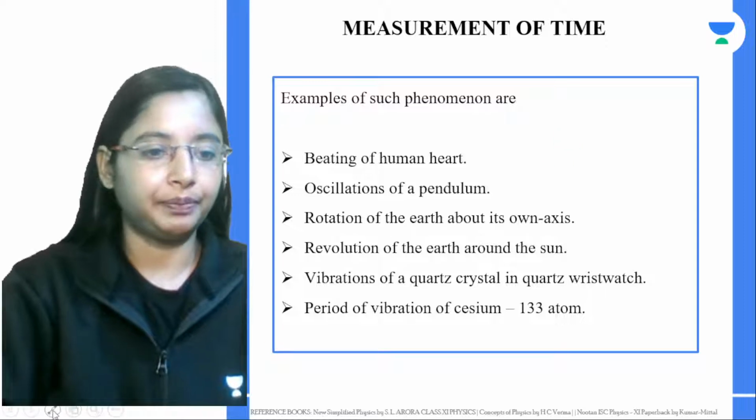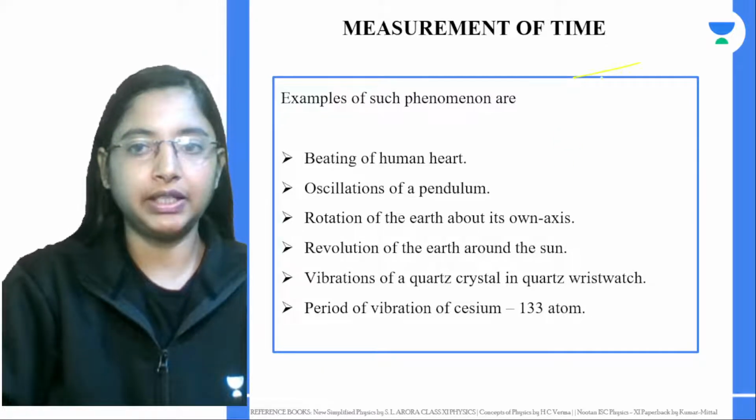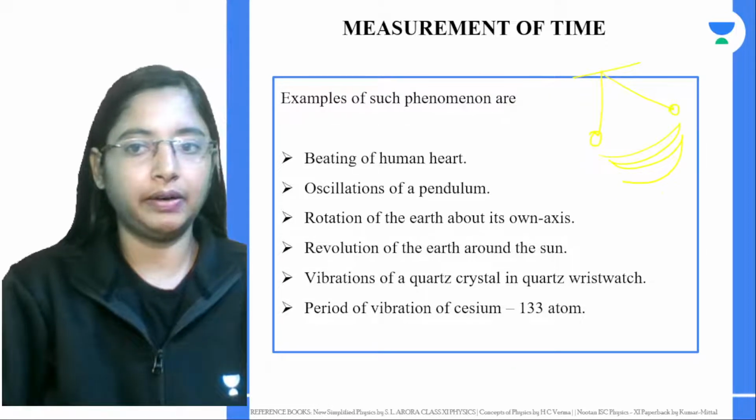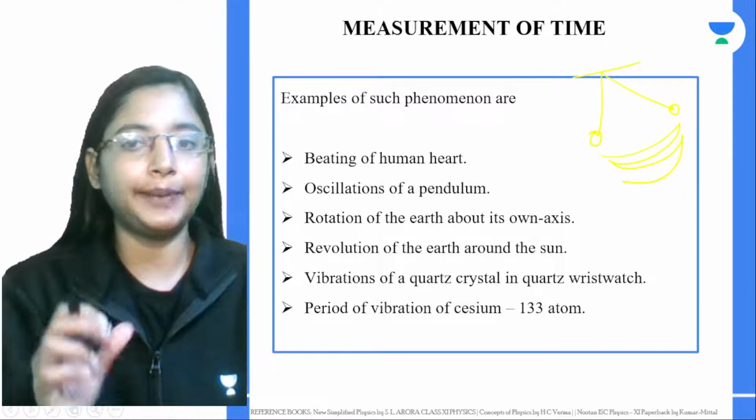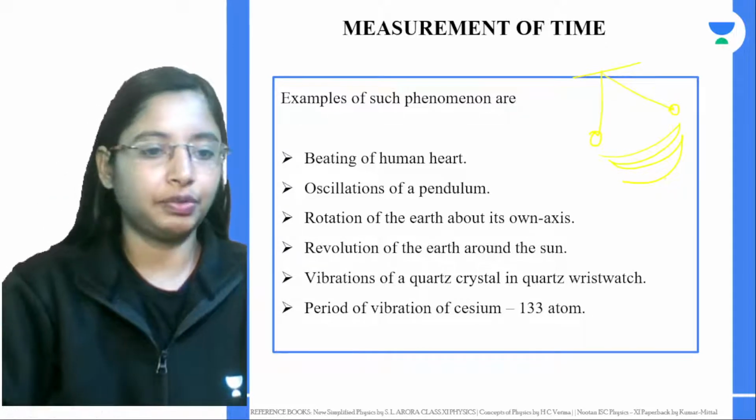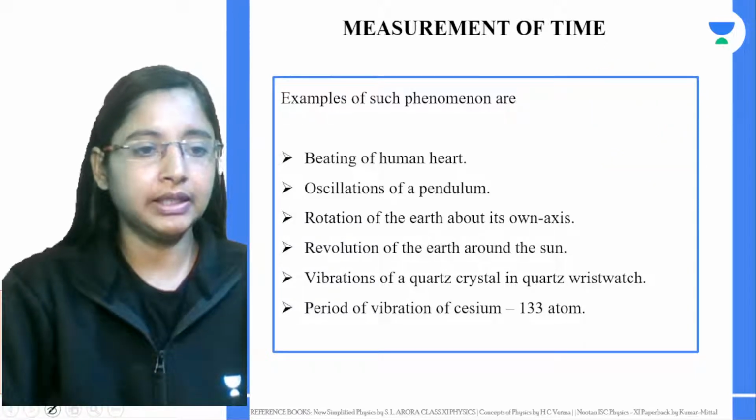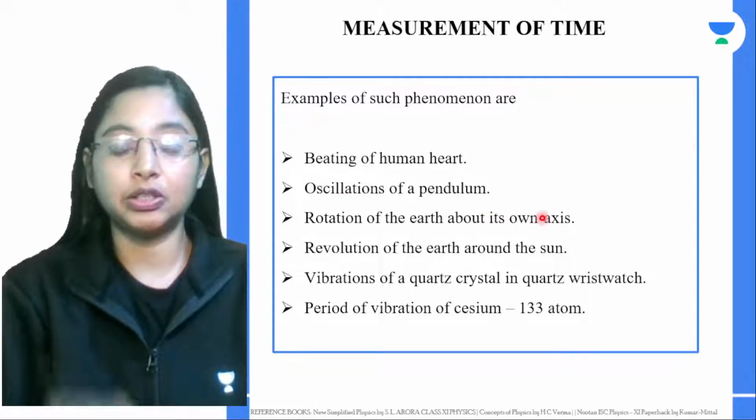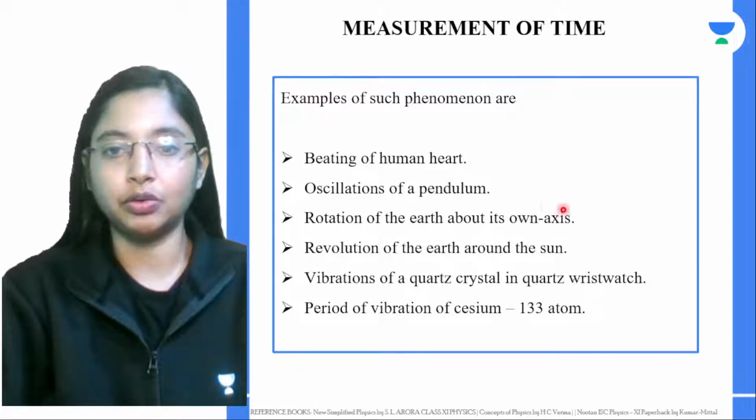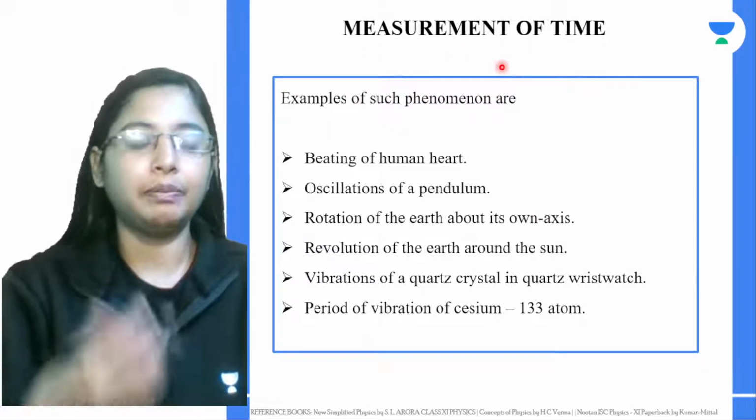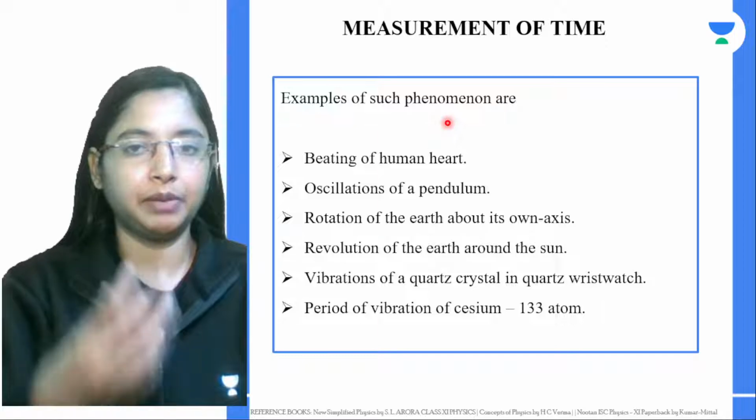If you take a pendulum, you know the pendulum swings from one end to another. This is a repeated action which happens in equal intervals of time. So the oscillation of a pendulum is an example of measurement of time. At the same time, the rotation of Earth about its own axis, how Earth is rotating on its own axis, could also be taken as an example of measurement of time.